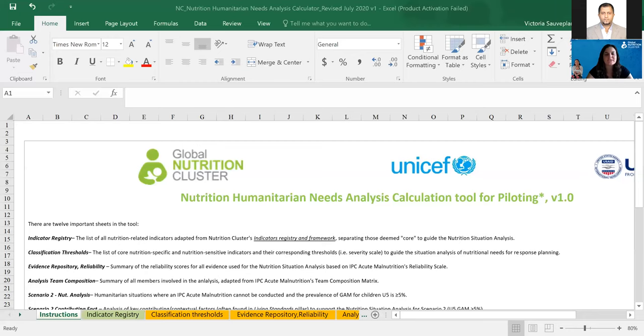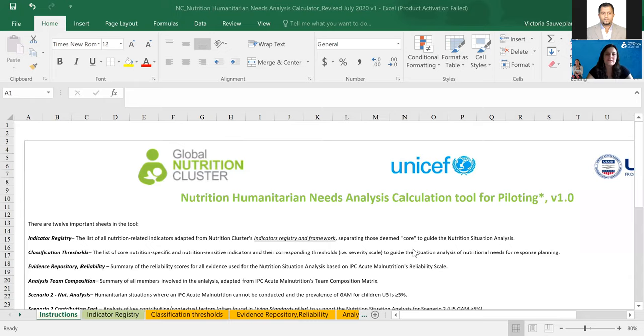I've joined the GNC core team earlier this year, and my primary focus was to develop the guidance that I'll be presenting today, the Nutrition Humanitarian Needs Analysis guidance with this accompanying calculation tool that is for piloting. It's quite important to keep this in mind. We tried to streamline this process as much as possible, and there is certainly room for improvement and adaptations, especially at country level. So we kept it quite broad.